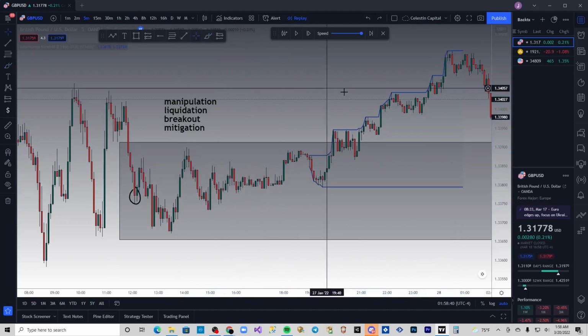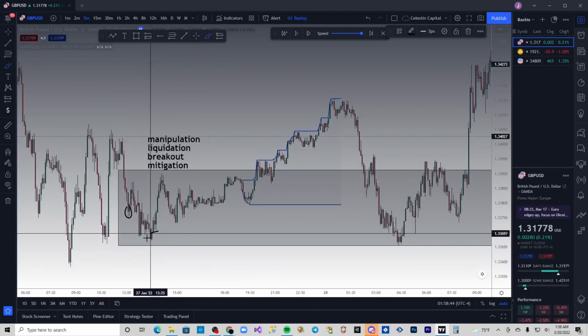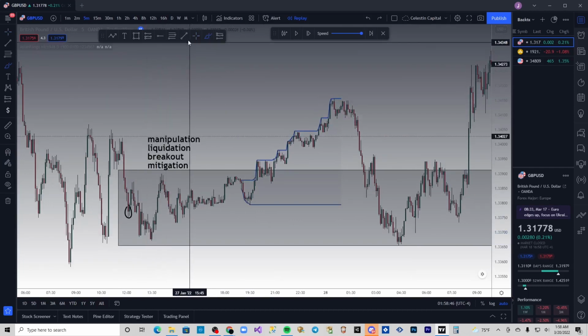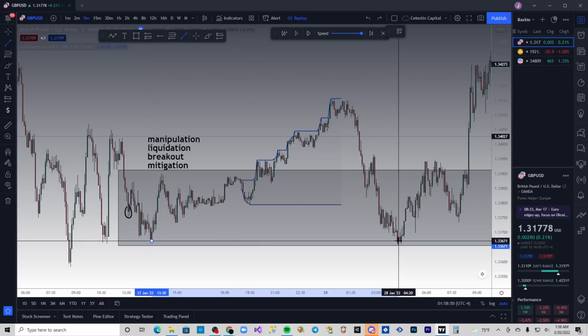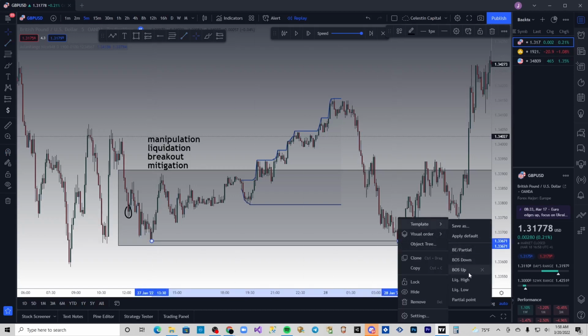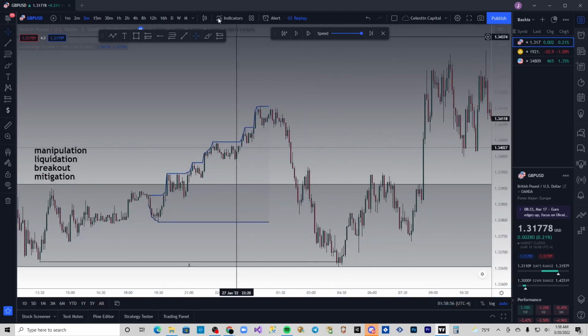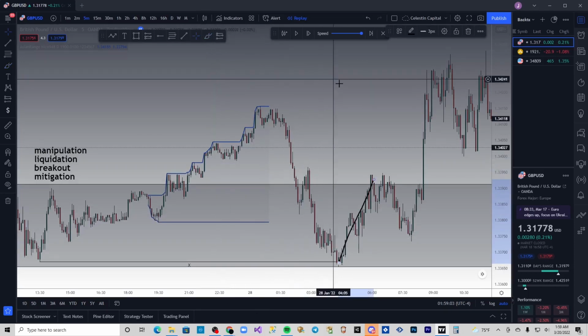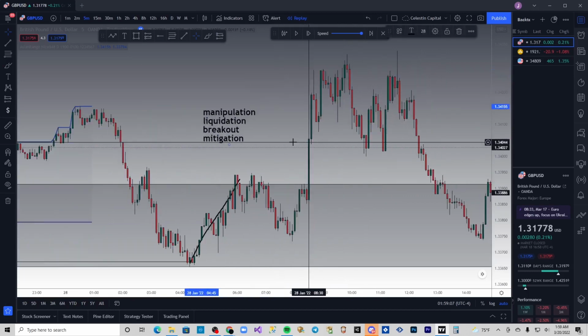Or if you want a better RR, you see you got liquidated on this one right here. As you see, let's put a line right here. This is actually liquidity. You got liquidated out of the market if your stop loss was below there, liquidity low. And then what happens after this last liquidation? We get a breakout. Bam, we get a breakout. What happens after breakout? Mitigation. Because price has to come back.